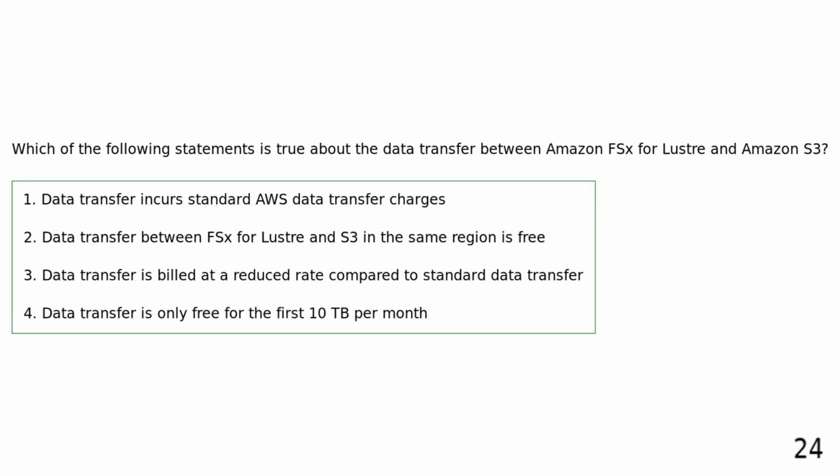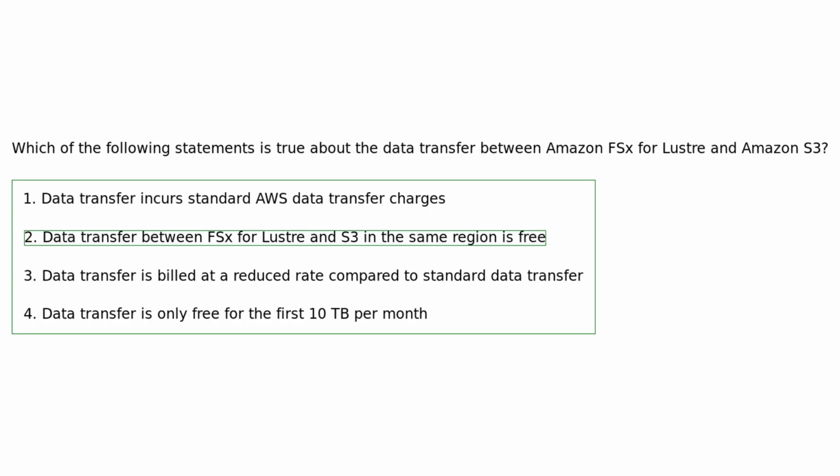Which of the following statements is true about the data transfer between Amazon FSx for Lustre and Amazon S3? Data transfer incurs standard AWS data transfer charges. Data transfer between FSx for Lustre and S3 in the same region is free. Data transfer is billed at a reduced rate compared to standard data transfer. Data transfer is only free for the first 10 TB per month. When Amazon FSx for Lustre and Amazon S3 are in the same AWS region, data transfer between them is free, which can significantly reduce costs for data-intensive workloads.